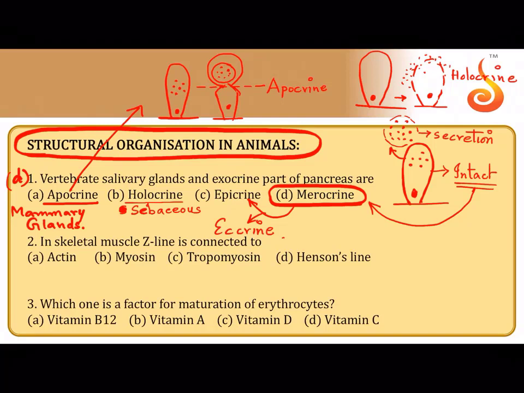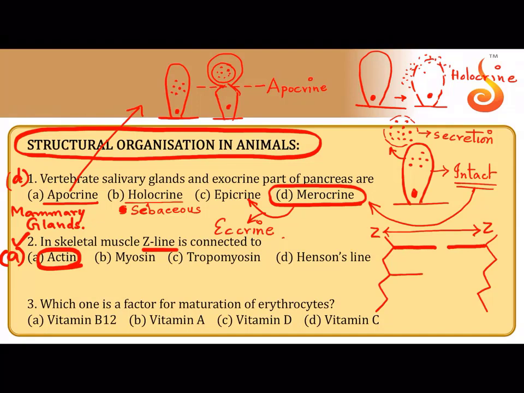Okay. So the second one, in skeletal muscle, the Z line is connected to. So where is it connected to? It is connected to actin, isn't it? Now you know what a sarcomere is. It is the structural and functional unit. Now this is the Z line. One Z line to the next Z line is what is referred to as a sarcomere, and the thin filaments are attached to the Z line on both sides, and the thin filaments are nothing but the actin filaments, and you know that in between you have the thick filaments. The thick filaments are nothing but the myosin filaments, isn't it?